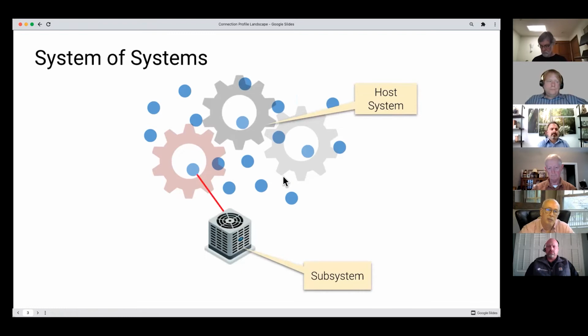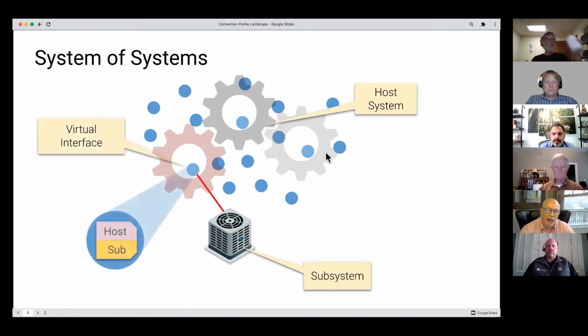There's a host system, which is depicted by the gears here, by which the blue dots are somehow organized for the purpose that I mentioned in the previous slide. And each of the blue dots is some kind of subsystem. It's kind of the way we're thinking about it. And so each of the blue dots is really an interface between the subsystem and the host system. So it's a virtual interface because these are sort of virtual entities that sit in some database.